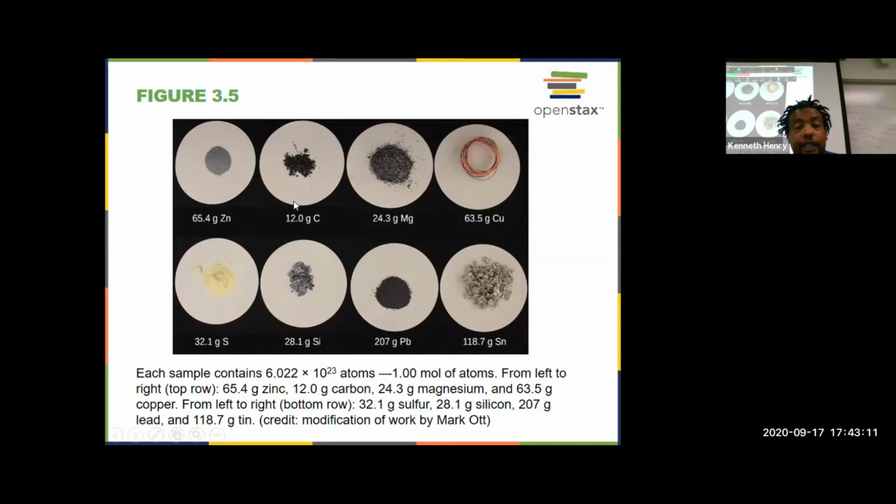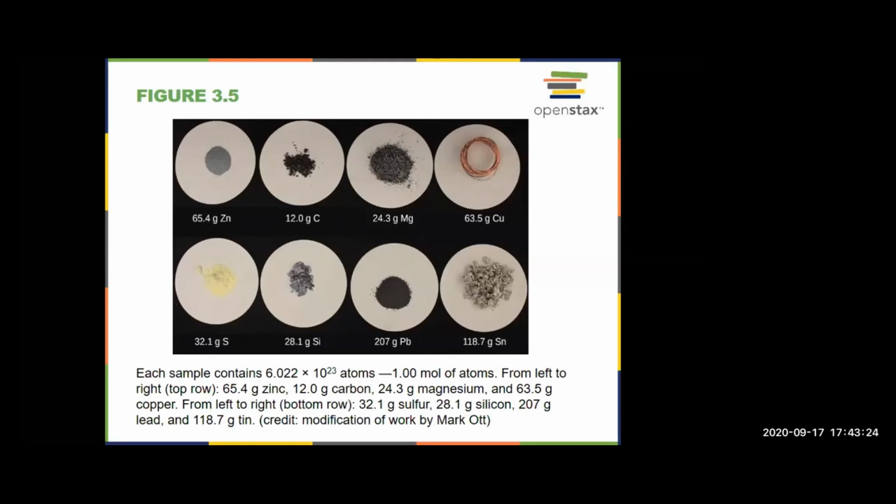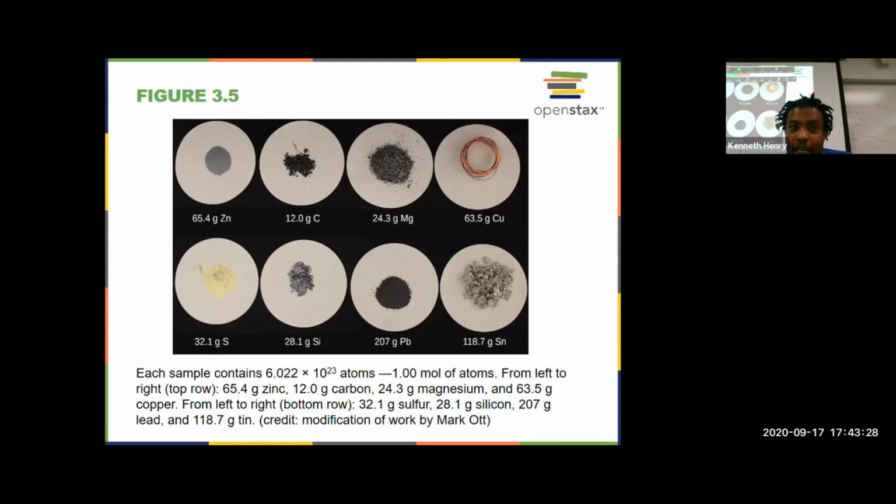This here is 1 mole of carbon. That has 6.022 times 10 to the 23rd atoms of carbon. Do you guys see that? Yes. So even though they look different, they're the same quantity there. Quantity-wise, they have exactly the same quantity, right?